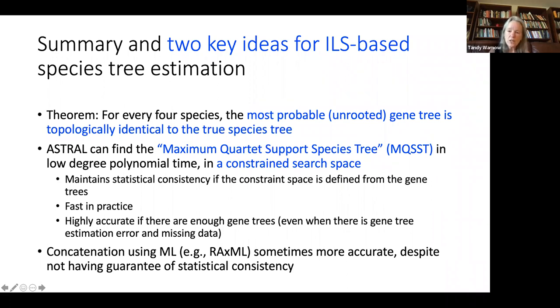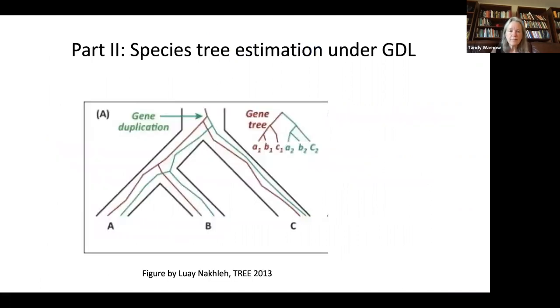When you are using genome scale data, you don't get beautiful gene trees because you're working with a lot of regions of the genome that are not evolving very fast. And if they don't evolve fast enough, you can't get a good gene tree. So this is a real issue. Okay, part two.